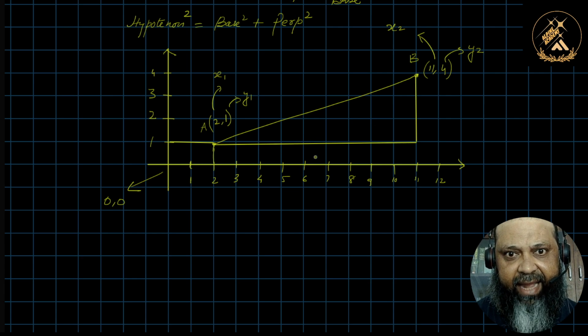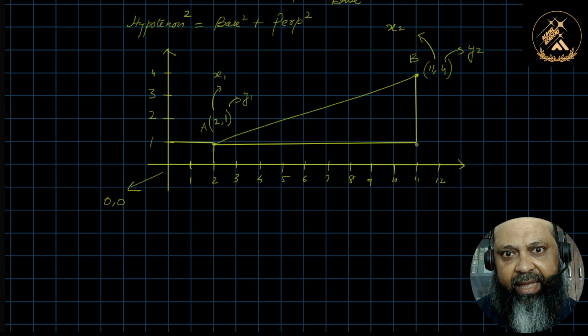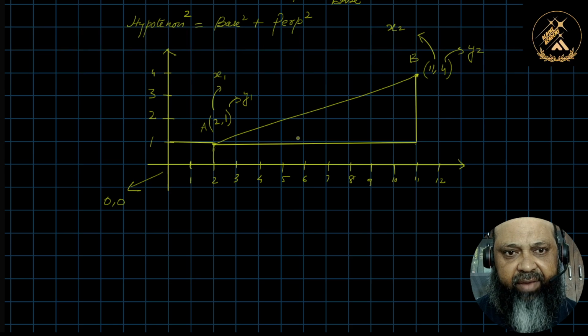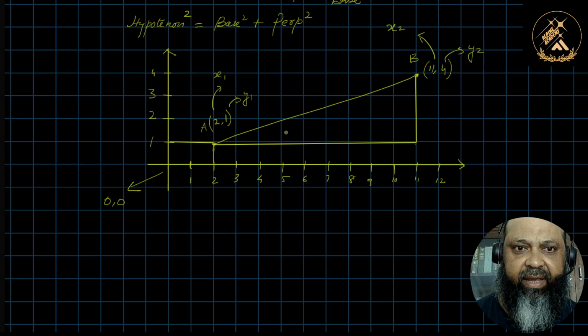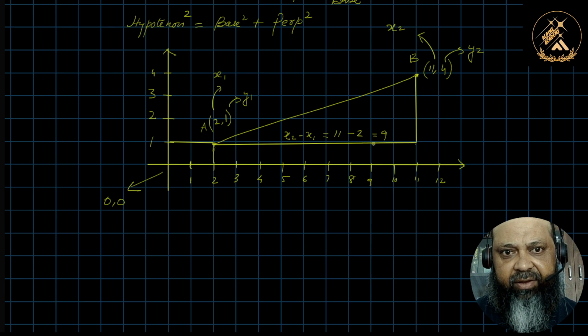As you can see, the base is from 2 to 11. So I need to find out that value, how much that is going to be. Obviously, you can put a value over here. You can find that out by x2 minus x1. So finally, that answer will come as 11 minus 2. So that is going to be 9. So this is the value over here.